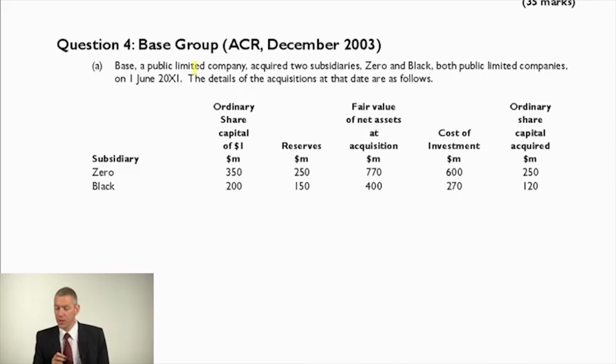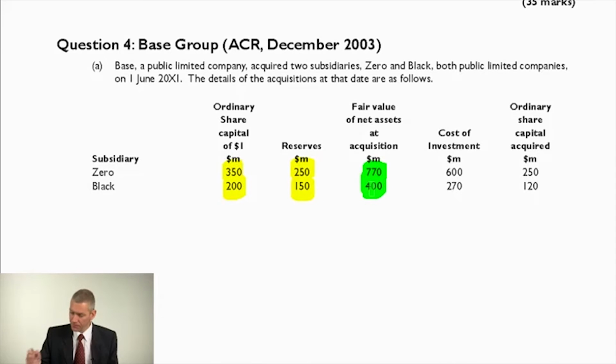Base, a public limited company, acquired 2 subsidiaries, Zero and Black, both public limited companies, on the first day of last year. Usually it is with a P&L. First day of last year. The details of the acquisition at the date of acquisition are as follows. And we have ordinary share capital and reserves, and we're going to compare those to the fair value of the net assets to give us an FVA. Off we go. Good luck, guys.